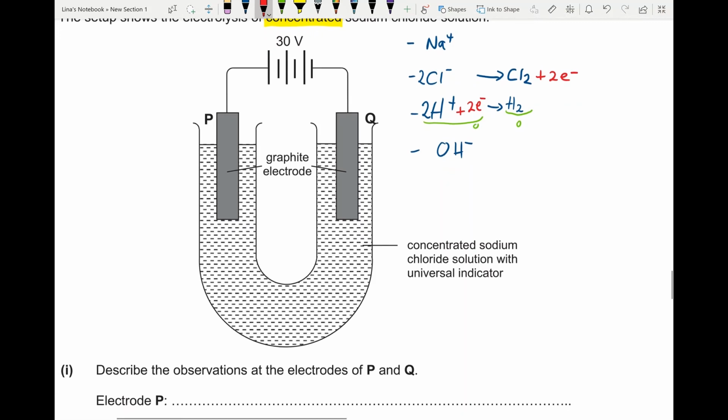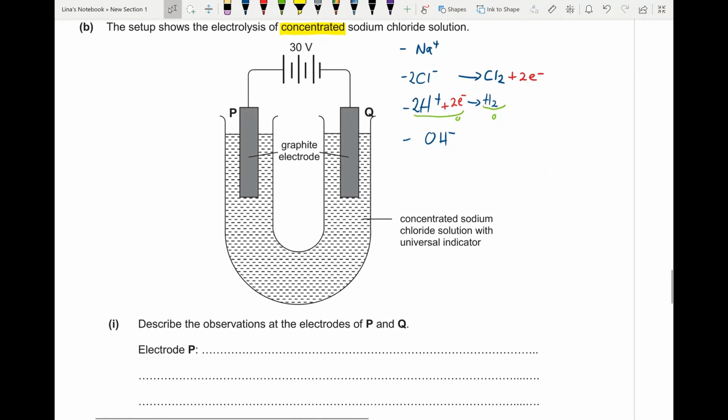Now, describe the observations at the electrodes of P and Q. So on P, what are we producing? P is the positive electrode and Q is the negative electrode. How do I tell? I tell by the length of this line that indicates battery or power. If the line is longer, it's a positive terminal, and the negative terminal is represented by the shorter line. So electrode P is the positive electrode and that means it's the anode. And electrode Q is the cathode.